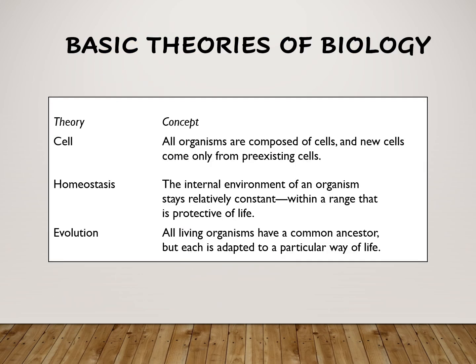Okay, so these are the basic theories of biology. For example, here we have 3: the theory of cell, with the concept that all organisms are composed of cells, and new cells come only from pre-existing cells, and then we have the theory of homeostasis and also the theory of evolution.